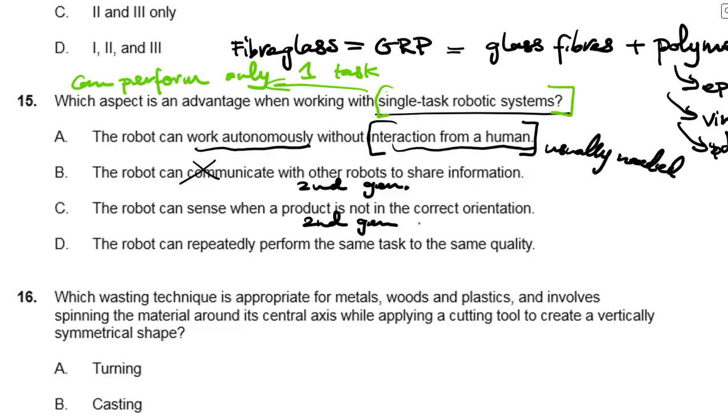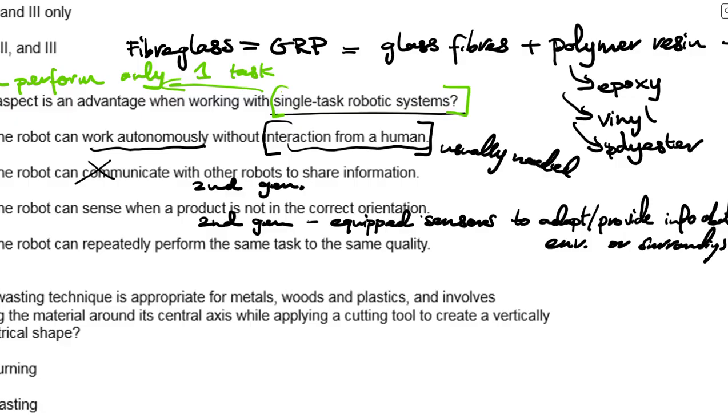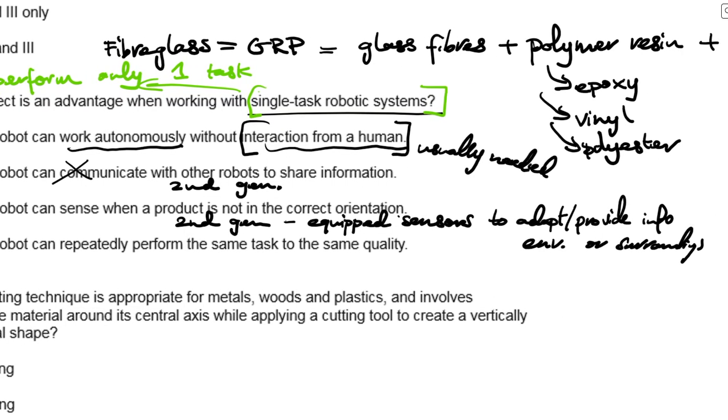It could be single task, but that's not the main benefit, right? Second gen is equipped with sensors, so it can sort of learn from its environment, to adapt to its environment, or provide info about the environment or surroundings. Right? Hopefully that makes sense.